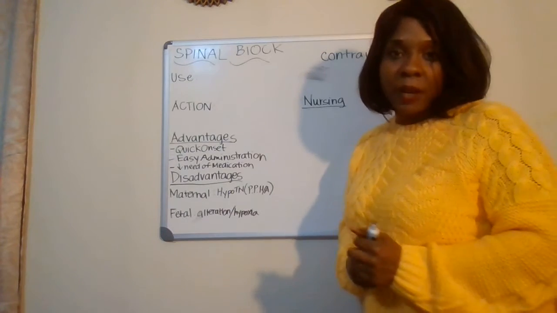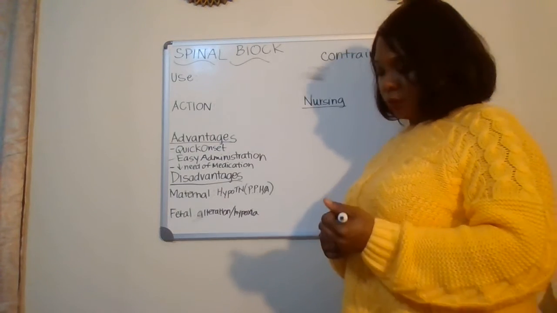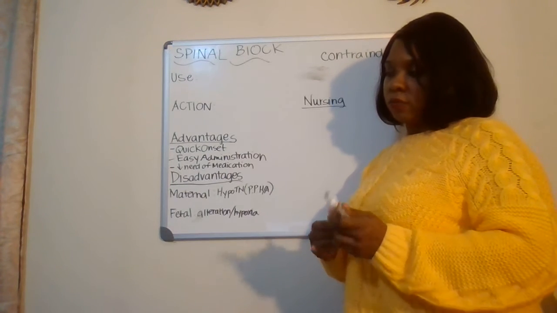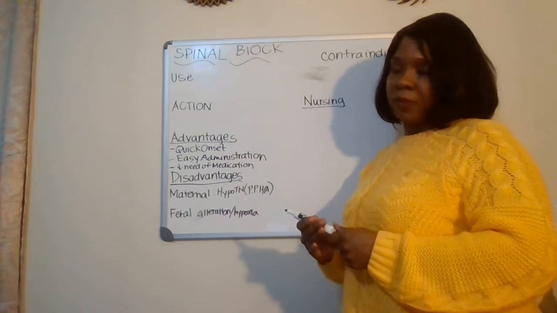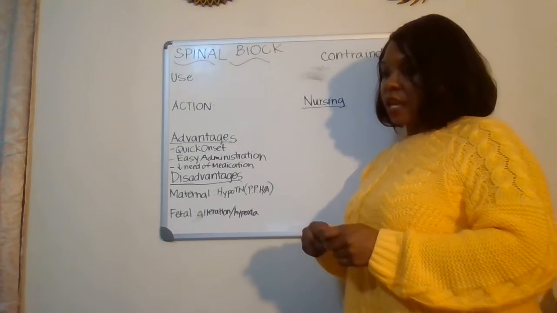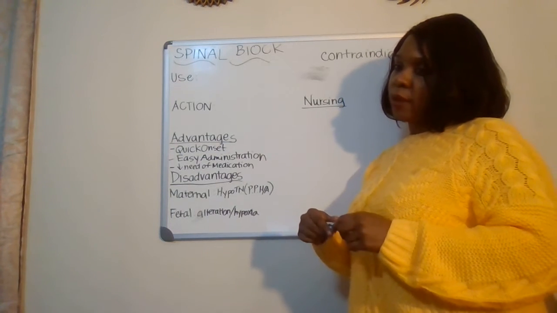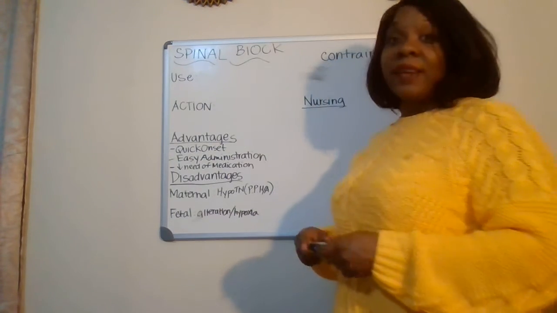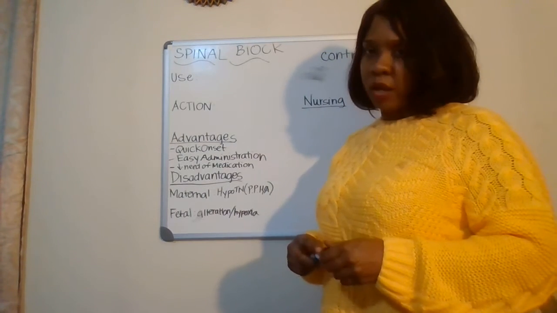Contraindications. All the contraindications for epidurals are close to the same as someone with a spinal block. If they have any type of CNS disease, increased intracranial pressure, spinal injury, spina bifida, no spinal block. If you have hypovolemic shock, no spinal block. If you have an allergy, you're not going to get this. If you have an infection at the site, you're not going to get it.